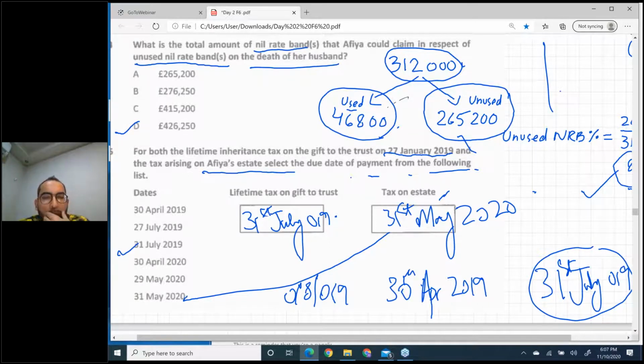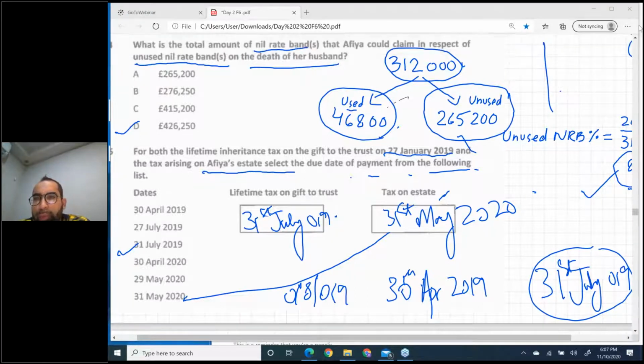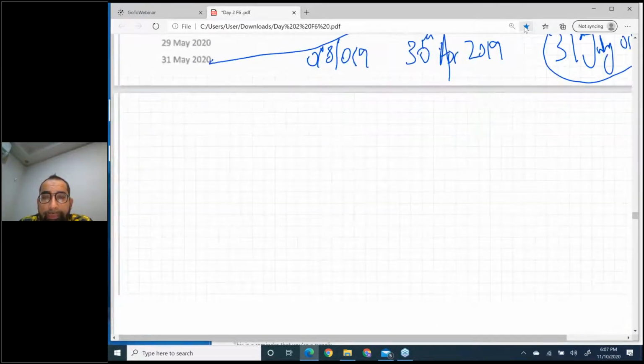Okay, so that's the end of our IHT, and now we are moving towards the value added tax. Be very active. Value added tax is also very important and a very logical theoretical area. Logical theories are there in that topic.